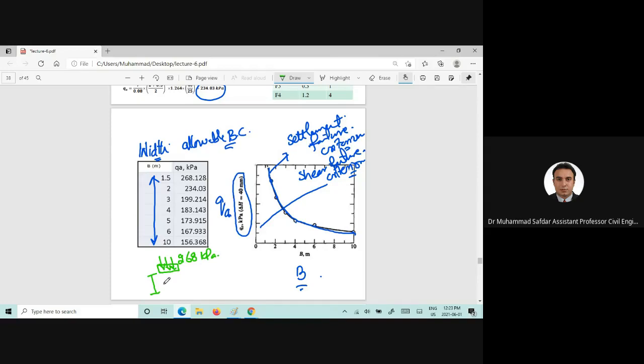How much settlement would be caused by 268 kilopascal onto the 1.5 meter width of the foundation? 40 millimeter. Now if we are going for, for example, a 10 meter width of the foundation, and on that 10 meter foundation 165 kilopascal of Q naught is applied, how much would be the settlement here?